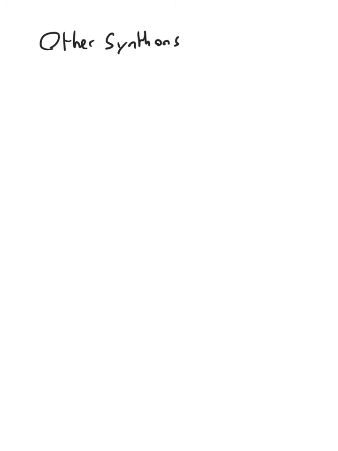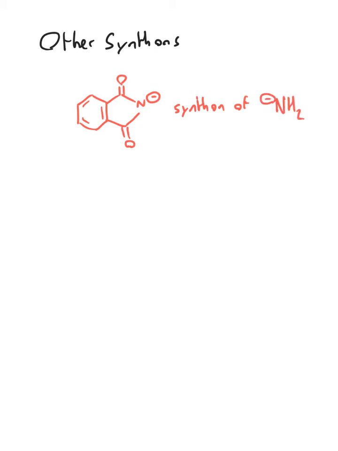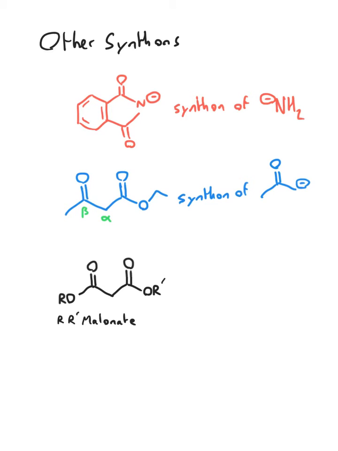Other synthons include phthalimide for the Gabriel synthesis, where it is a synthon of an amide anion, and a beta-keto ester is a synthon of this enolate, whilst this malonate is a synthon of this enolate.